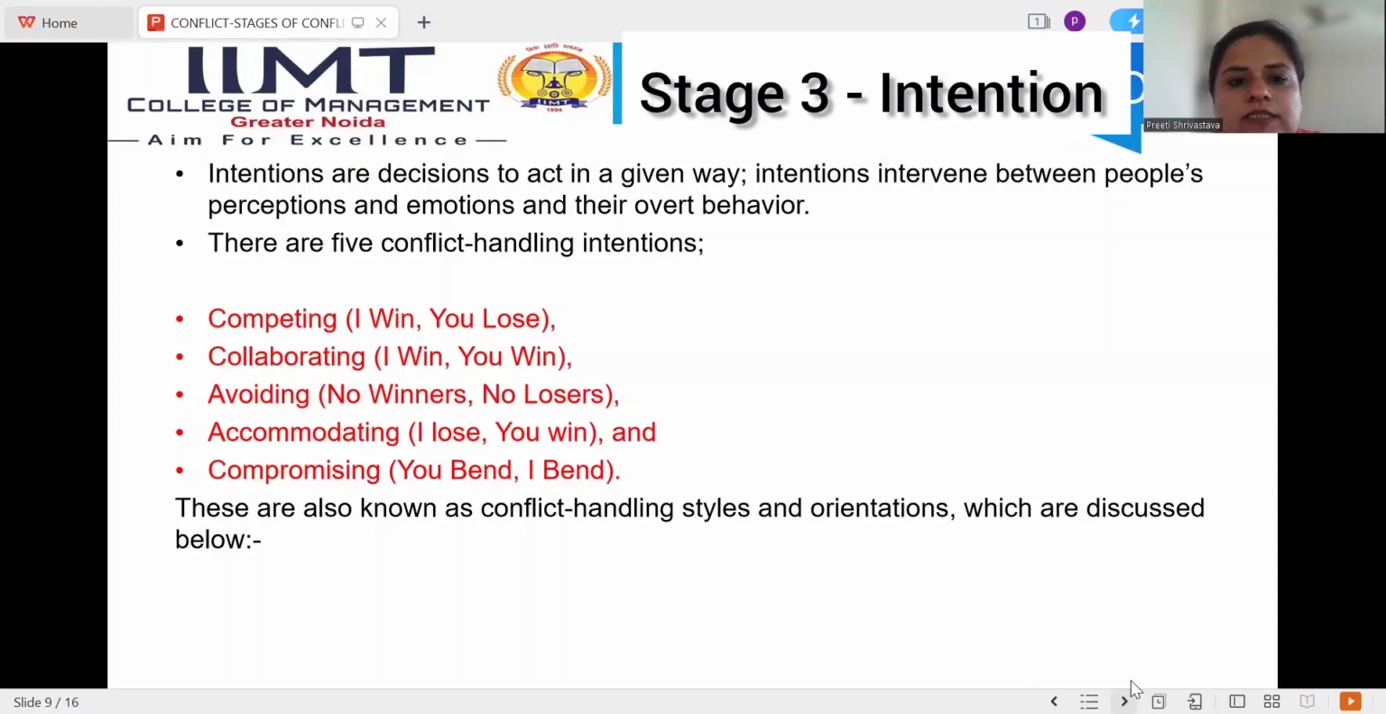The second intention can be collaborating, which means I also win and you will also win. The third one is avoiding. There will be no winner, there will be no loser. The fourth one is accommodating. It means I will lose and you will win. And the next is compromising. Here, both the parties will bend for the situation. So these are also known as conflict handling styles and orientations, which are discussed below.